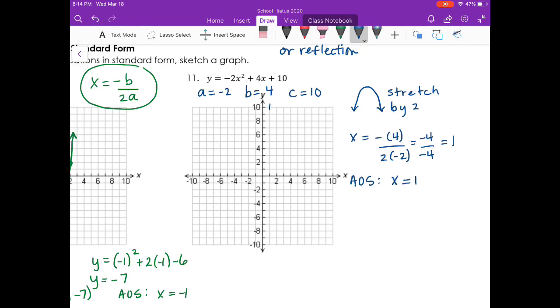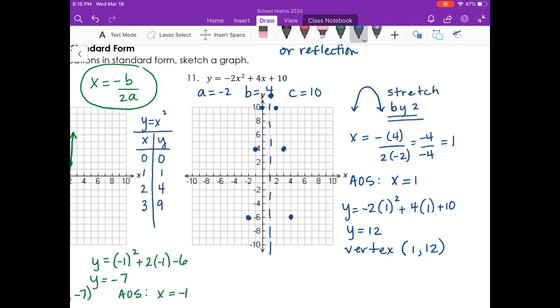Now we're ready to substitute that x value into our original function to find the y-coordinate of the vertex as well. Our vertex at 1, 12 will be just slightly above the top of the graph, but because the graph opens downward and has a stretch by 2, this will allow us to fit several points from our function onto the graph. Applying the stretch and the reflection to our basic parent function pattern, we'll go to the right 1 and down 2, to the right 2 and down 8, to the right 3 and down 18.